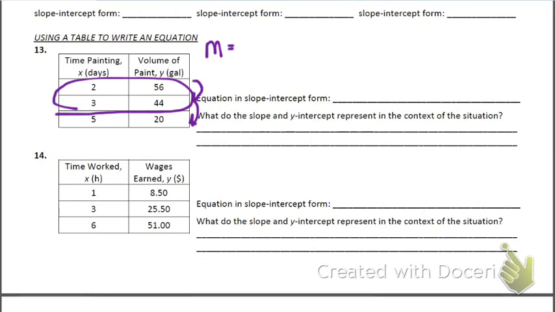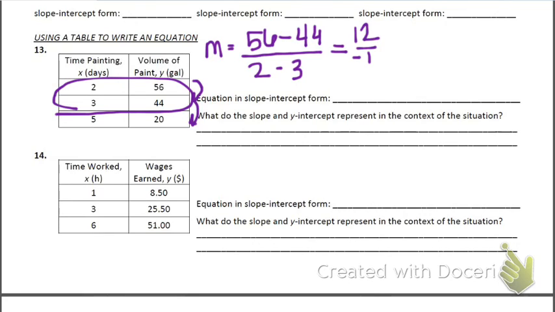And then I'm going to do 56 minus 44 over, since I used 56 as my y2, which x do I have to use first? 2. So over 2 minus 3 equals. 56 minus 44 is 12 over -1. So what's my slope, guys? Good, -12. Oops.